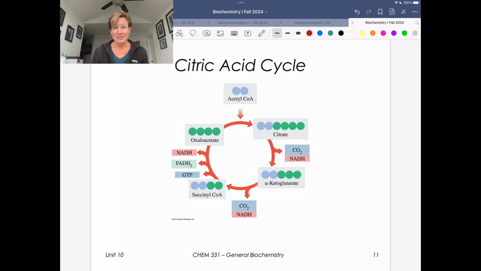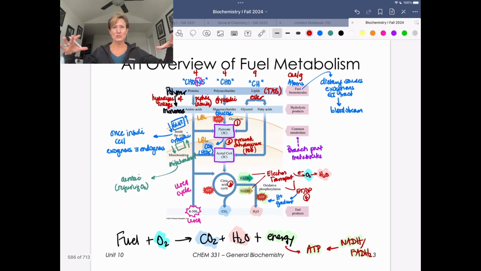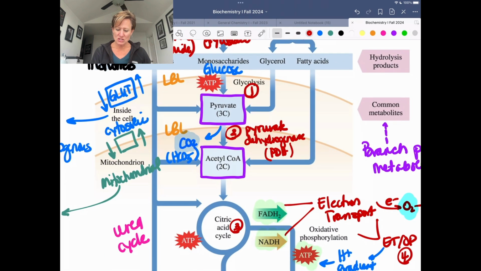So onward with our 30,000 foot view, and we are on to the citric acid cycle. So again, that's a number 3. If we go back to our large overview here, we are at the third stage. Now remember, we're learning about this fuel metabolism process from a very glucose focused standpoint.